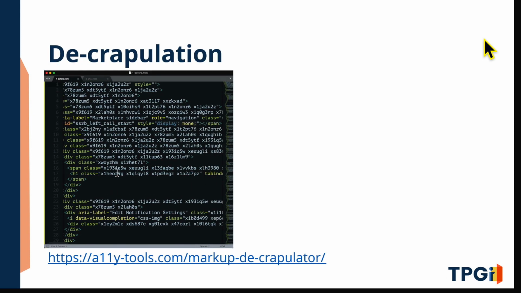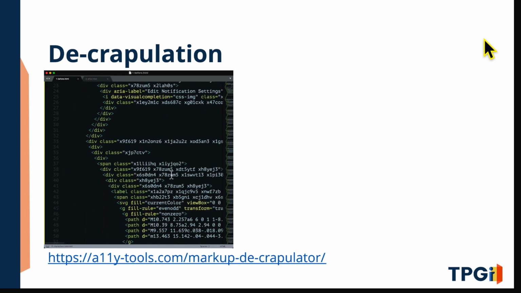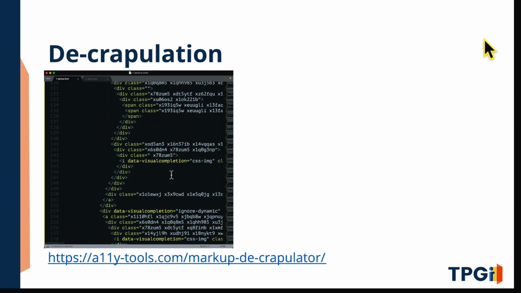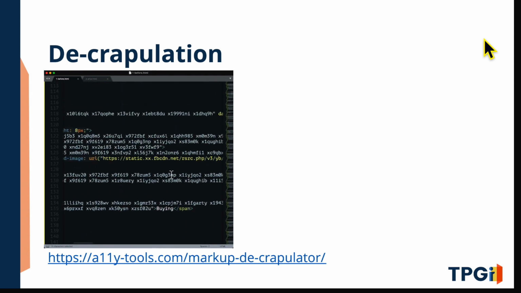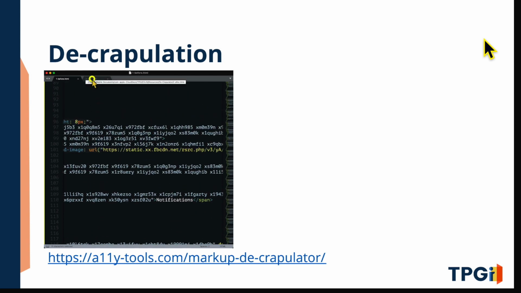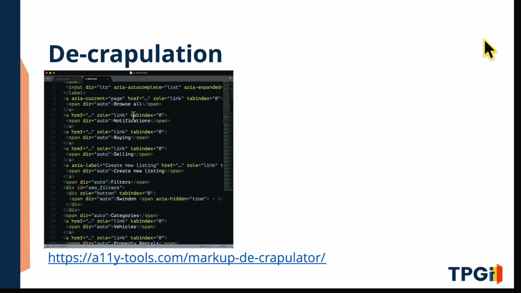The output this creates helps to get a sense of how the page is built. Compare the before and after. 2,200 lines of markup before and 300 lines after. It's much easier to digest and understand.